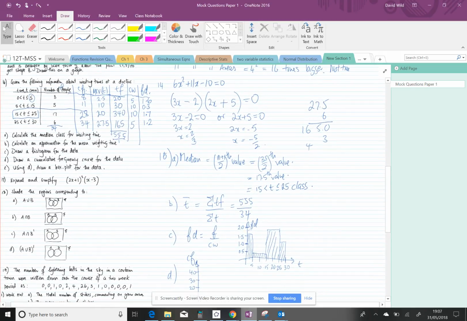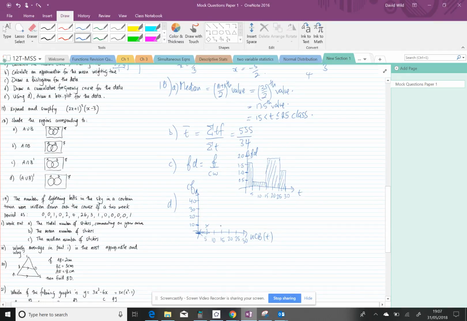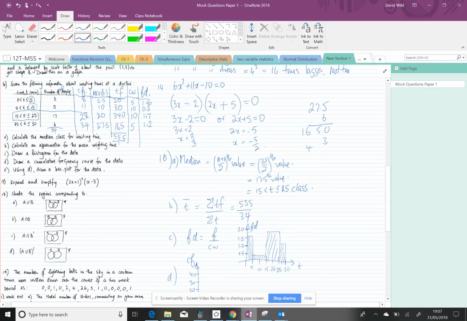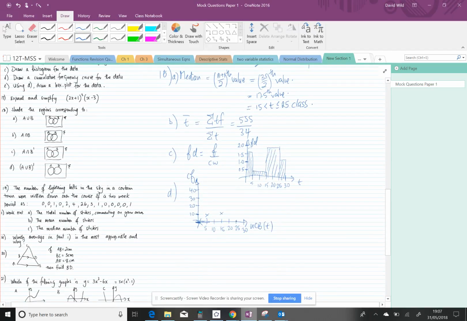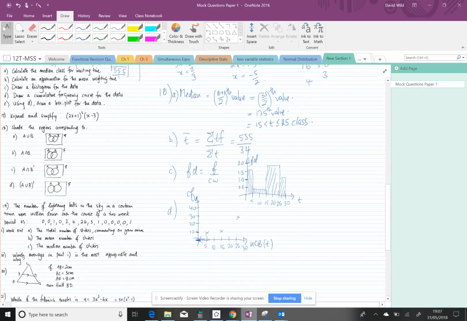And now we do 15, this value here, 15 against the cumulative frequency of 11. So 15 against 11. And now we do 25 against cumulative frequency of 28. So 25, all the way there to 28. And then finally 30 against 34, which is about there. And we join those up. Again, this would be much more accurate like that.